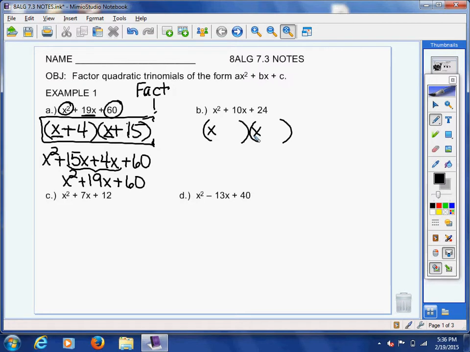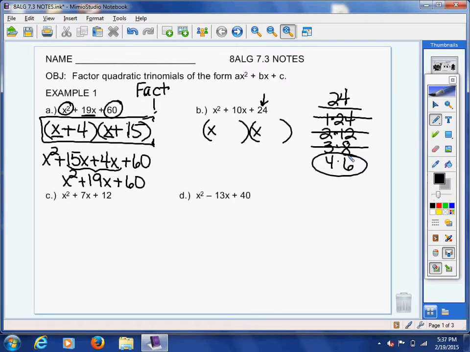So we're looking for factors of 24 that add up to be 10. Now if you need to make a list of your 24 factors, then let's do 1 times 24, 2 times 12, 3 times 8, 4 times 6, okay? And only one of those adds up to be 10. Well, no, that doesn't. 1 plus 24 is 25. 2 plus 12 is 14. 3 plus 8 is 11. Only 4 and 6 work.